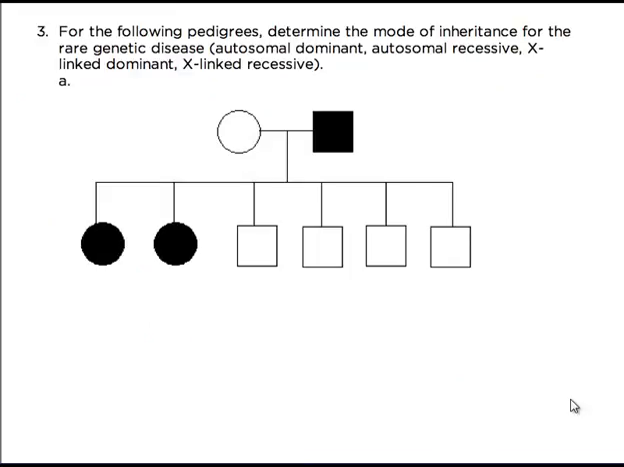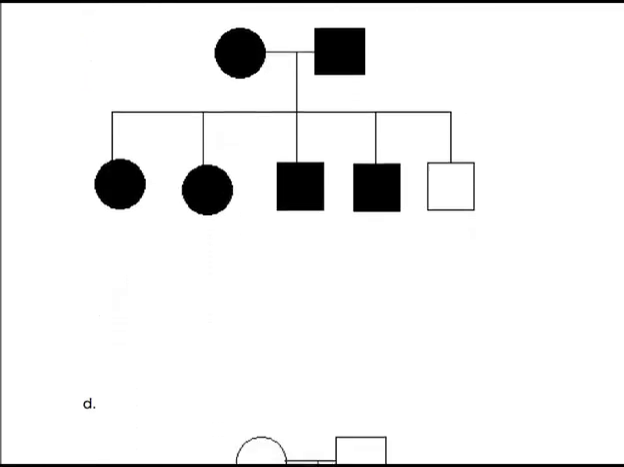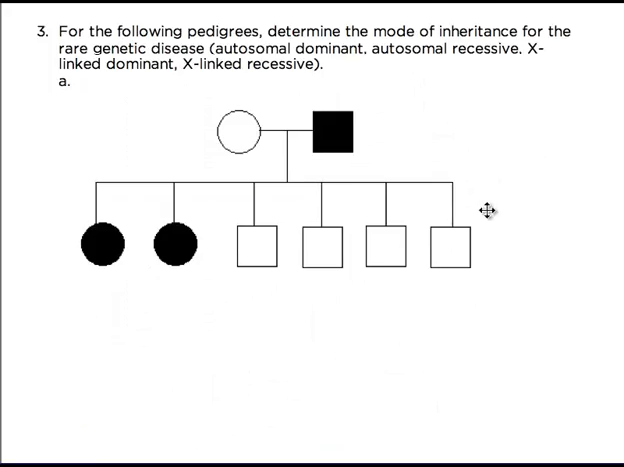Question 3. For the following pedigrees, determine the mode of inheritance for the rare genetic disease: autosomal dominant, autosomal recessive, X-linked dominant, or X-linked recessive. So these are some pretty basic pedigrees. There are actually 4 of them altogether in this question. Just take a quick look. Looking down, they all only have 2 generations.